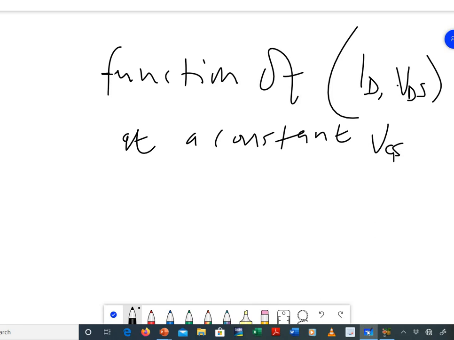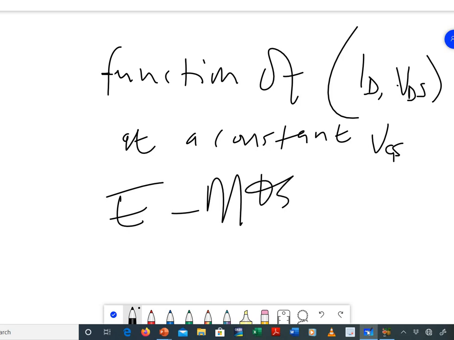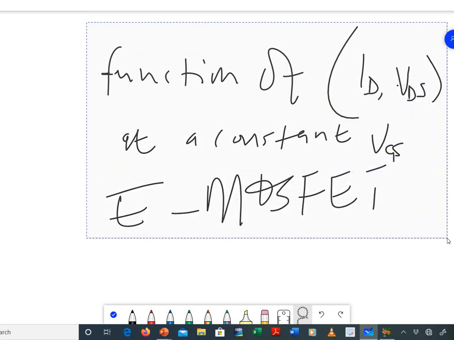So that's a function. Let's take it. That's our function. So function of what? Drain current, and VDS at a constant distance. Just like we are saying, this is for the E-MOSFET, if you like. So you can consider this, and then the other one we were looking at, which I put on the screen anyway.